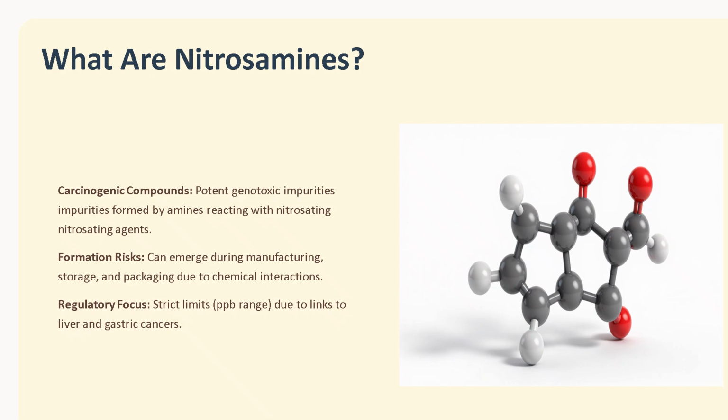So first, what exactly are nitrosamines? Nitrosamines are highly potent genotoxic impurities, meaning they have the potential to damage DNA and cause cancer. They form when amines react with nitrosating agents, such as nitrites. What makes them especially challenging is that they don't just appear during synthesis. They can form during manufacturing, storage, or even packaging. That's why regulatory agencies enforce extremely strict limits, often in parts per billion, due to their association with serious health risks like liver and gastric cancers.